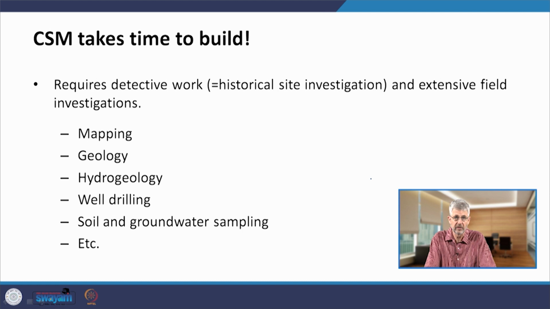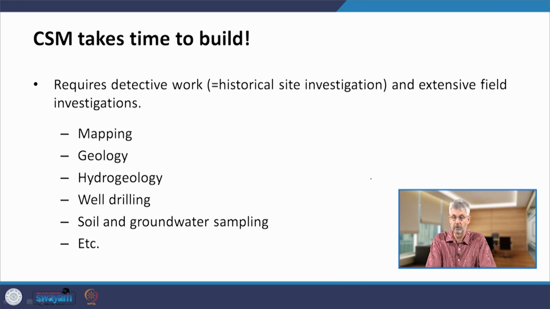So in other words, to build a conceptual site model takes time. It requires detective work. It means, for example, we need to conduct historical site investigations, reviewing old blueprints from many, many years before, finding out how a site has been used, has its use changed, let's say, from producing one product to another that involves different chemicals.